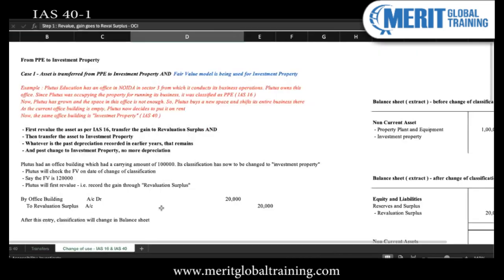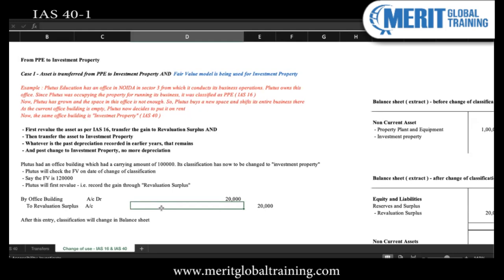Let us look at a situation. Asset is transferred from PPE to investment property, and fair value model is used for investment property. Pay attention. I have written a detailed explanation, which of course, you can always refer. The notes will be with you.